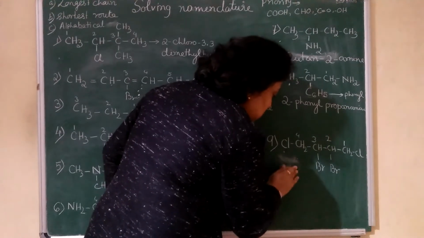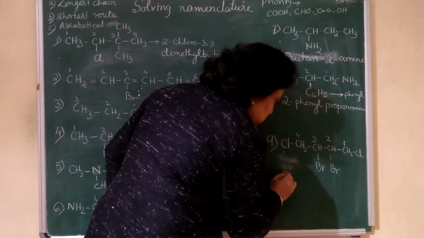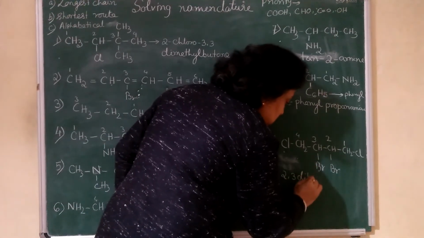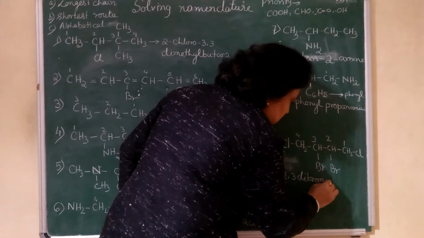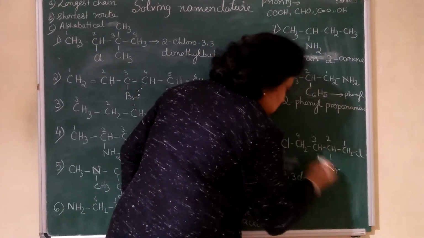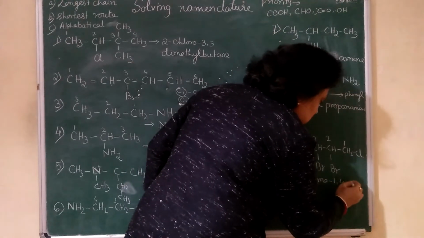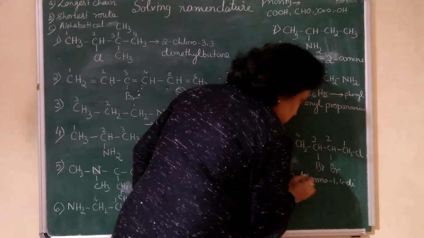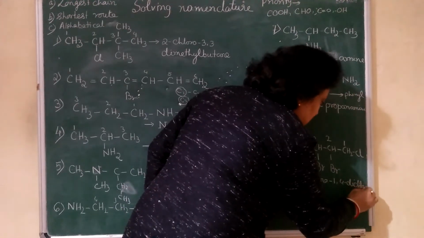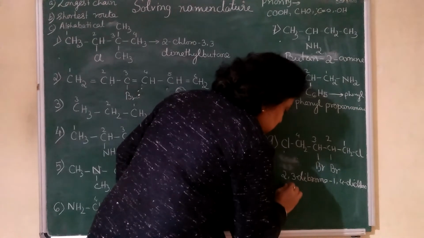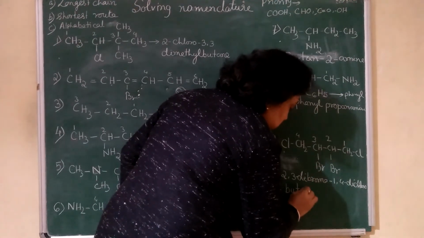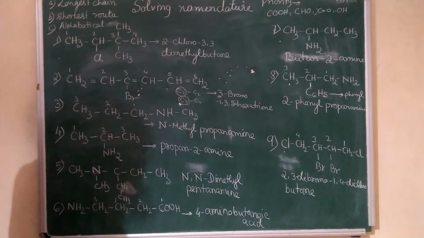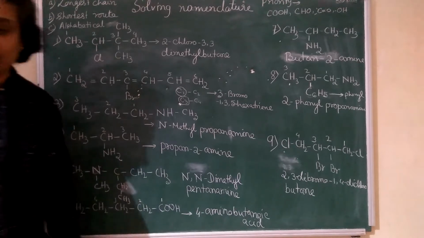So what will you write? 2, 3 dibromo, then 1, 4 dichloro, and the chain is butane. Understood? So write it down. Then next we will do the other functional group.